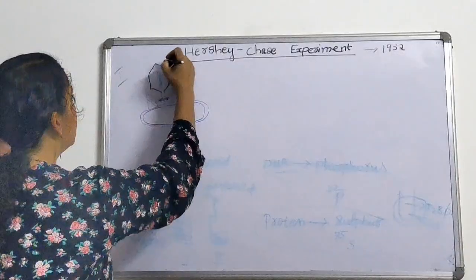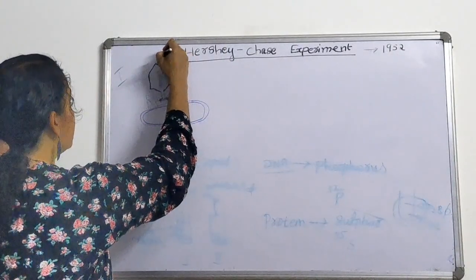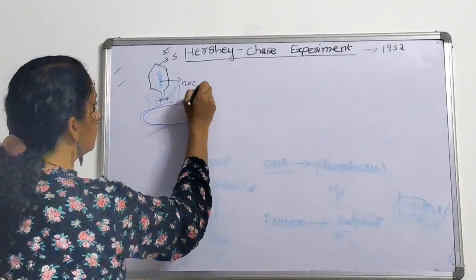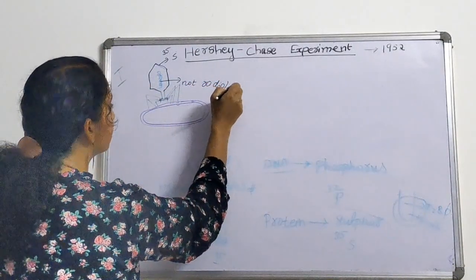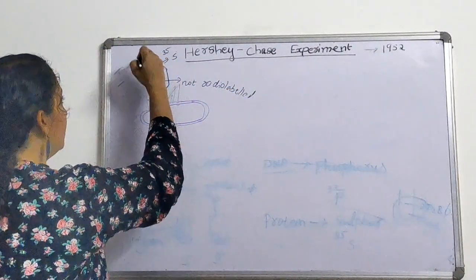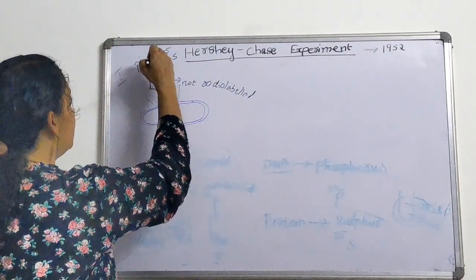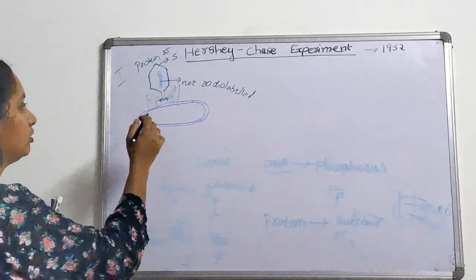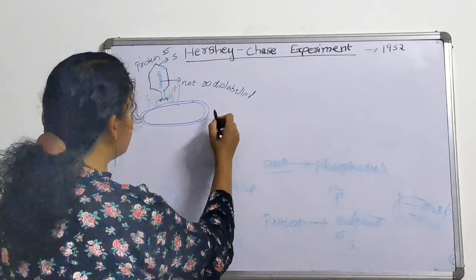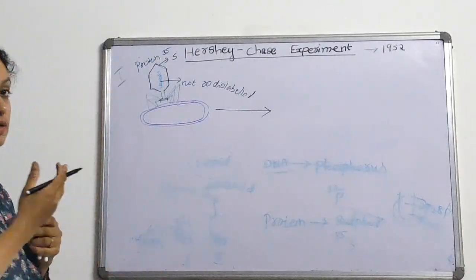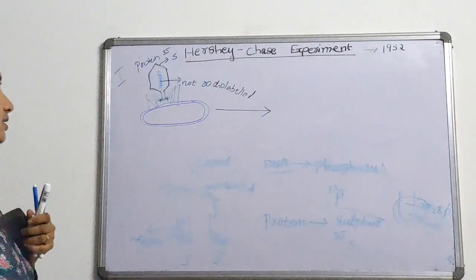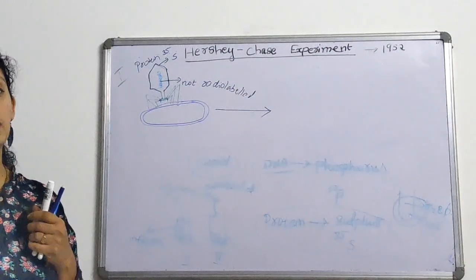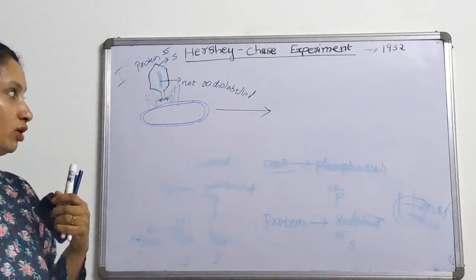The capsid is radio-labeled with sulfur 35 and the DNA is not radio-labeled. The protein is radio-labeled because the composition of protein contains sulfur 35. So as this gets infected, in the second stage the DNA is injected, and the capsid, the protein sheath, stays outside the bacterial membrane or bacterial body.